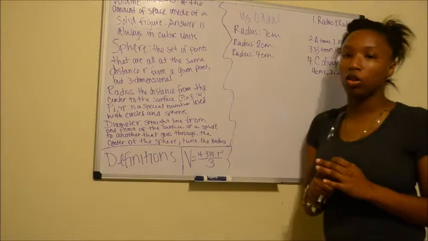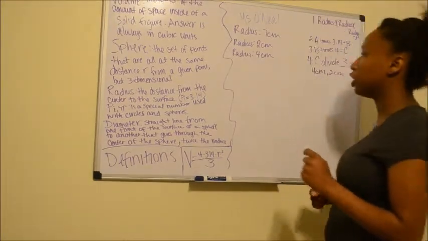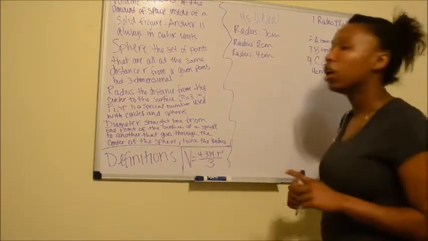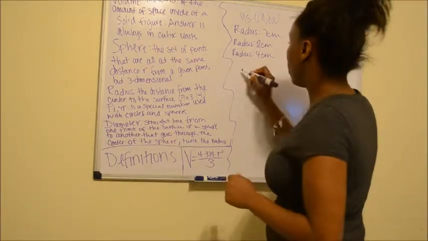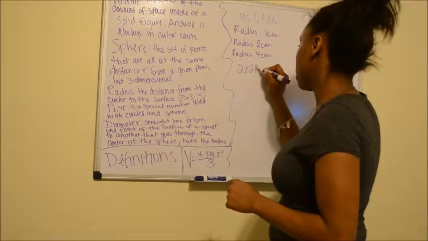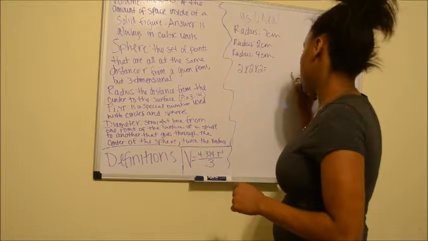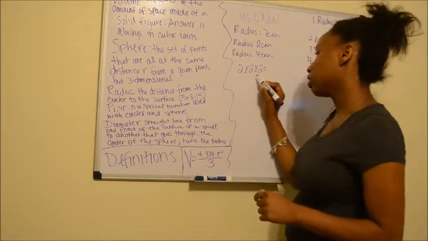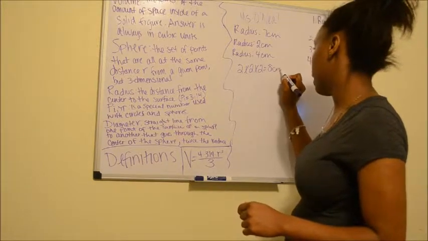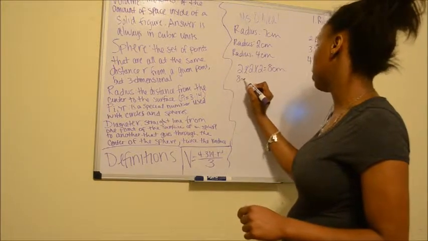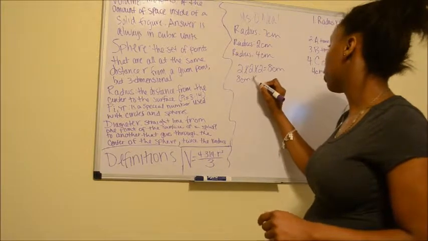Okay, so I'm only going to demonstrate one. The only one I'm going to demonstrate is the 2 centimeters. So if you do 2 times 2 times 2, it will be 2 times 2 is 4 times 2 is 8. So it'll be 8 centimeters. 8 centimeters times 3.14.